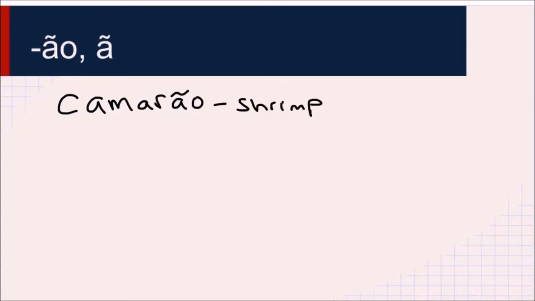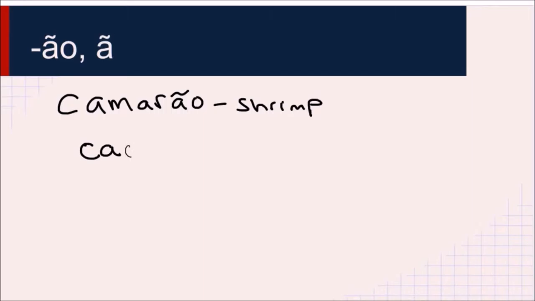Probably the most common you'll find in Portuguese is this AO with the little tilde over the A. Okay, and that makes it sound like this. Oh. So let's give an example. Camarão. That is actually shrimp, right? So, camarão. The A with the tilde on the top and the O. It's a nasal sound. It's very difficult to learn this and to pick this up. It just takes a lot of time. That is essential.